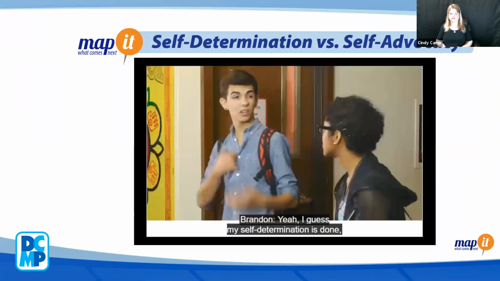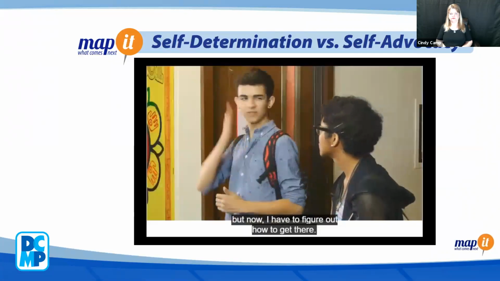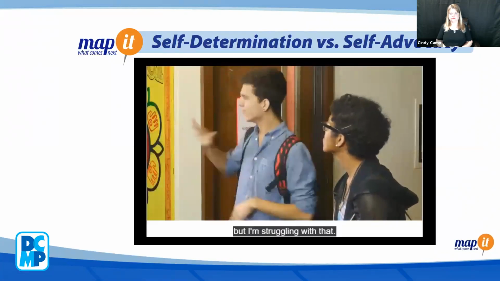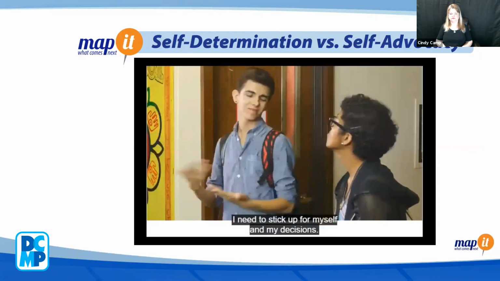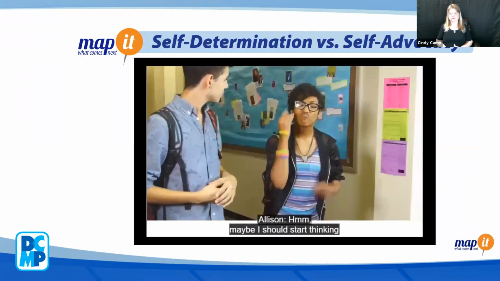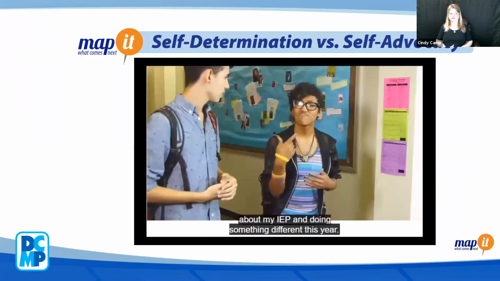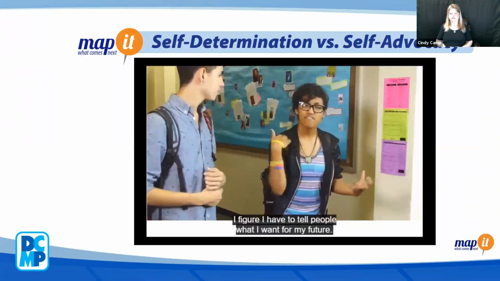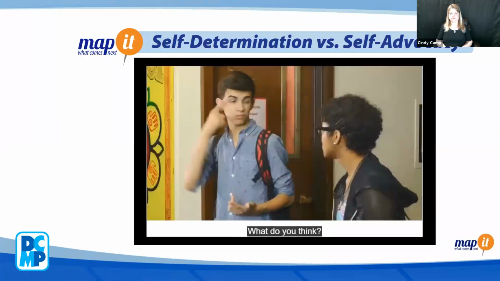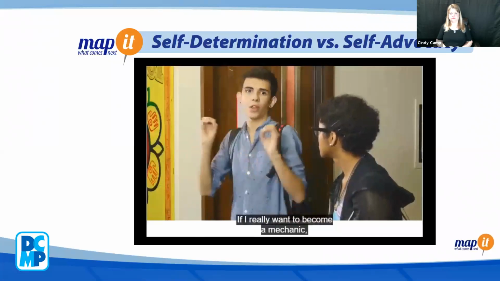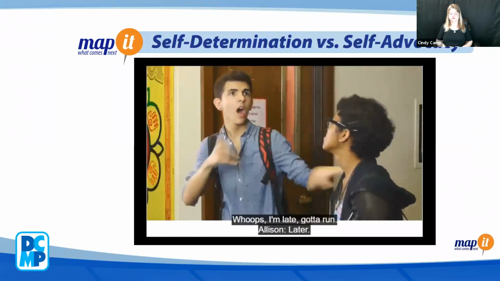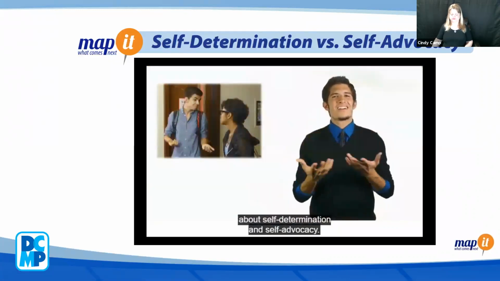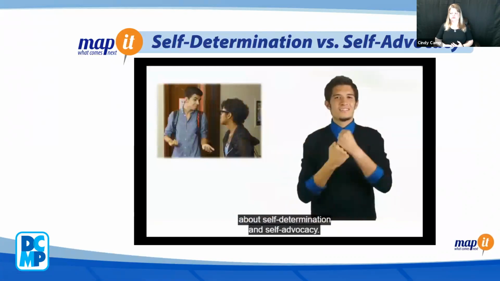Yeah, I guess my self-determination is done, but now I have to figure out how to get there. I think that's where the self-advocacy comes in, but I'm struggling with that. I need to stick up for myself and my decisions. Maybe I should start thinking about my IEP and doing something different this year. I figure I have to tell people what I want for my future. What do you think? I think you're right. If I really want to become a mechanic, nobody knows that better than me. Whoops, I'm late. Gotta run. Later. Brandon and Allison are learning about self-determination and self-advocacy.